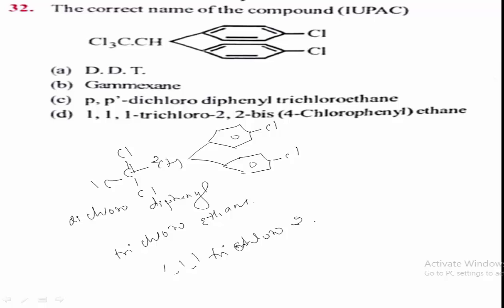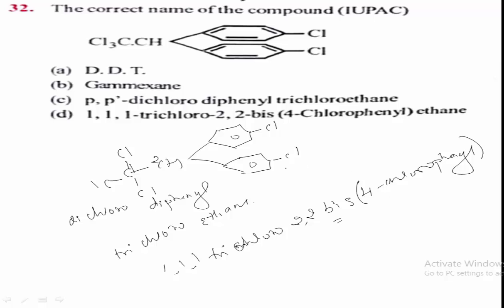Second carbon atom contains 2 benzene groups or phenyl groups, is it right? Therefore I write 2, 2 bis. Bis means it contains 2 of them. Therefore bis 4 chlorophenyl. Why did I write it this way?